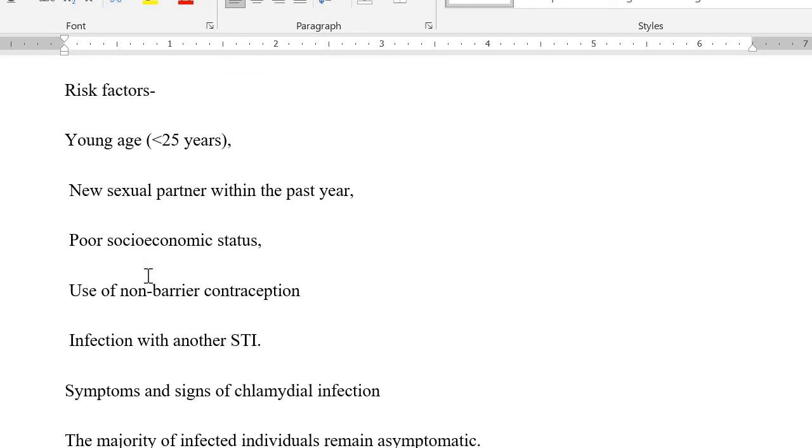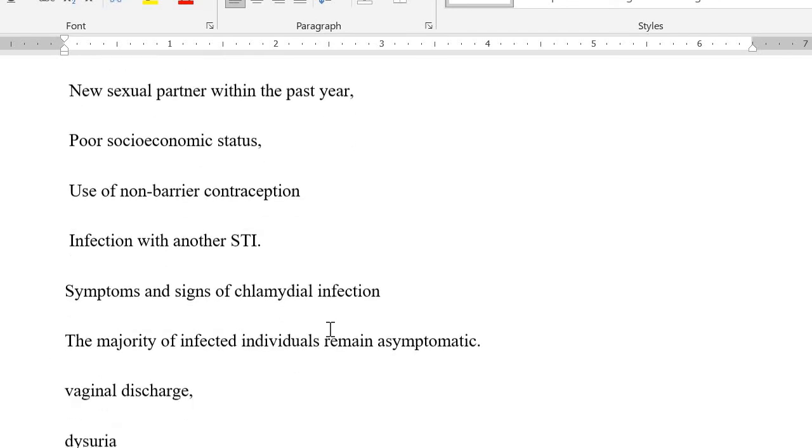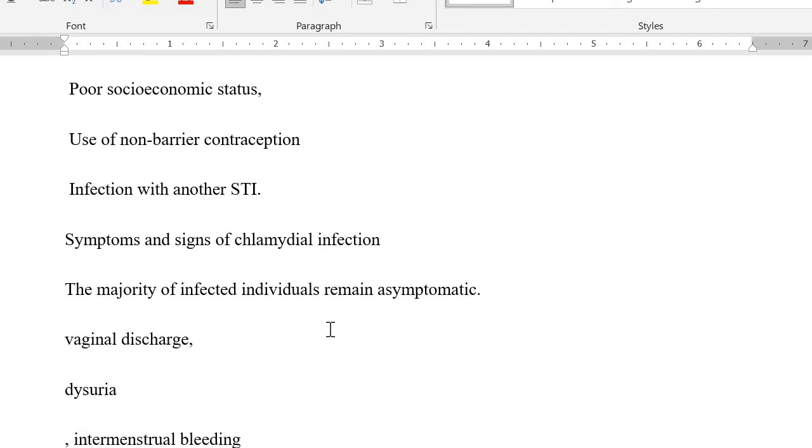What are the risk factors for chlamydial infection? These are young age, less than 25, a new sexual partner within the past year, poor socio-economic status, use of non-barrier contraception, and infection with other STIs. So the rule is, if the patient has one STI, you have to check for the other STIs, because it is very rare that the patient will have just one type.